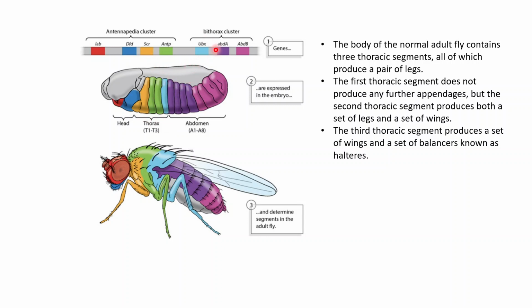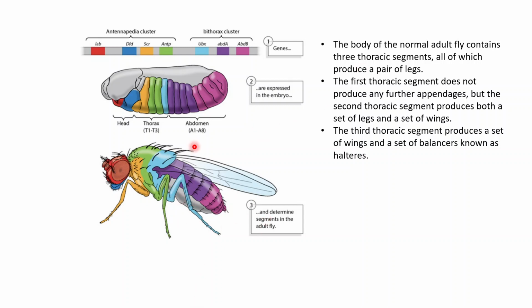Now if there is no ultrabithorax, there will be expression of antennapedia. There is no inhibition of antennapedia by ultrabithorax. Now that the inhibition is removed, antennapedia will start expressing in the T3 segment. So in the third segment we will have 2 more wings and 2 legs.